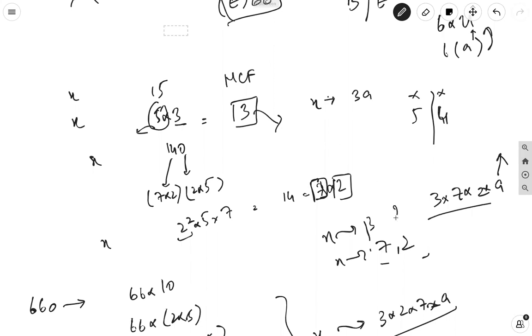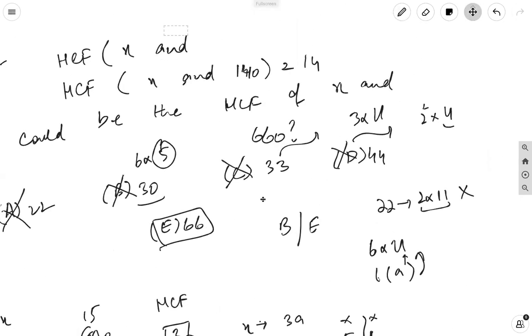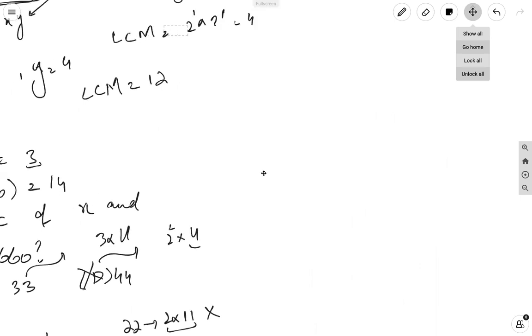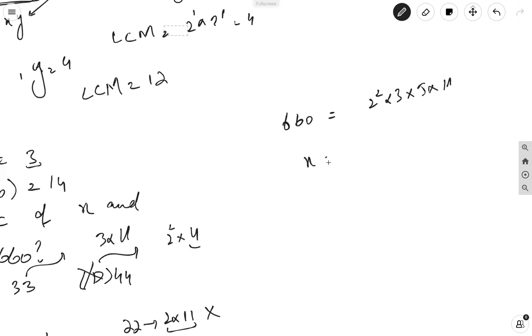So for the time being, we just know that x is 42a, right? Now see, the question asked which of the following could be the HCF of x and 660. Now just prime factorize 660. That came out to be 2 square into 3 into 5 into 11. And x was 3 into 2 into 7 into some integer multiple. So first tell what will be the HCF of these two?